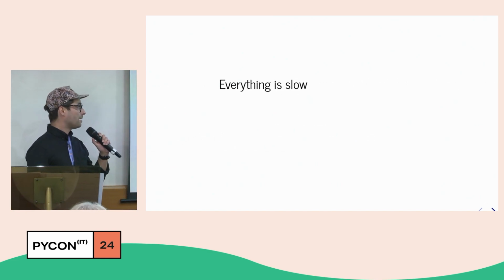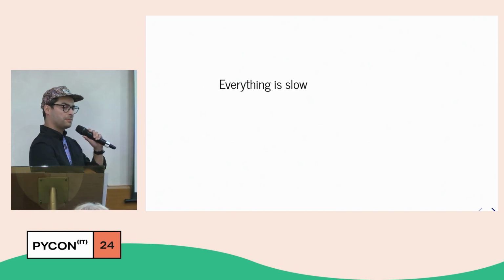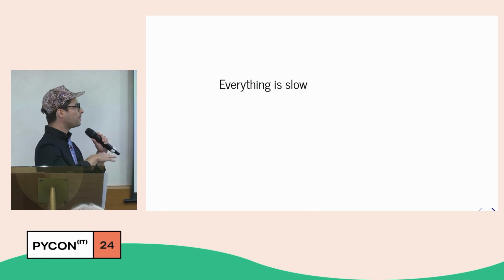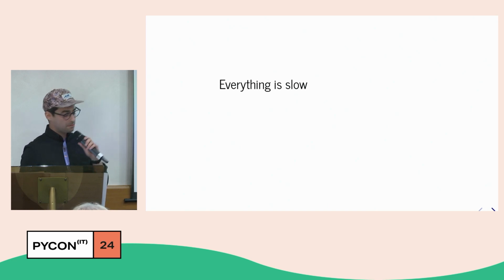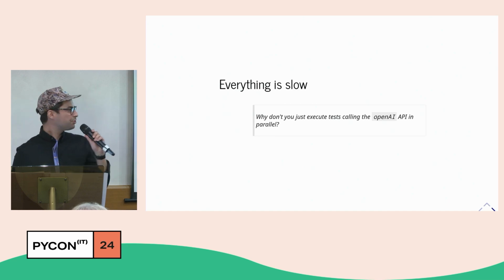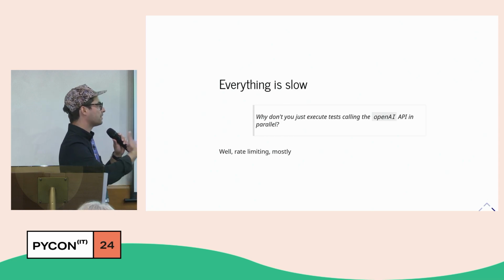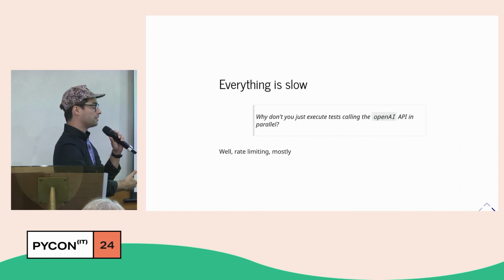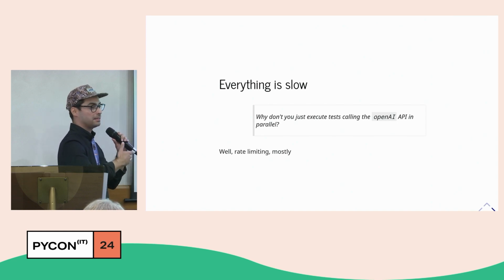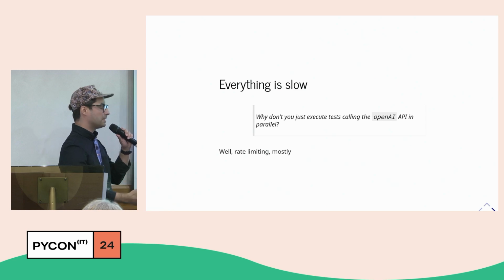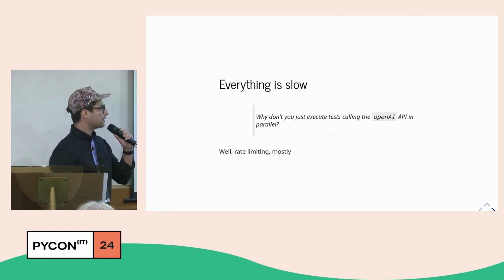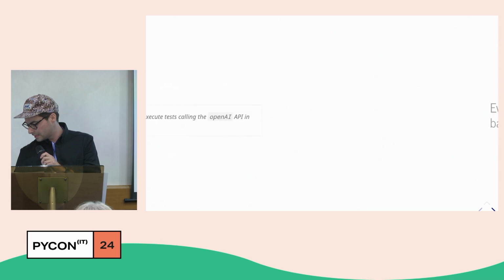Then everything is slow. All of the examples here are using the OpenAI API. So those transactions take time, answers take time, and it's just slow. So someone might say, why don't you just execute it in parallel? Well, the API is heavily rate limited. So even if you try to send multiple requests at the same time, parallelize your tests, sooner or later you will hit the wall of rate limiting, and it just doesn't scale. You cannot have 3,000 tests hitting the OpenAI API directly at the same time.